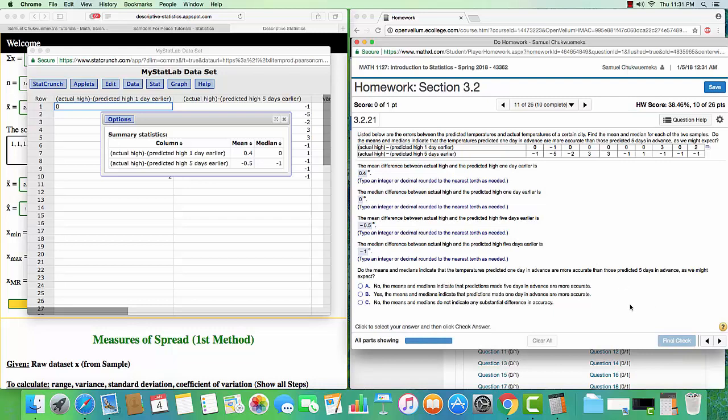Do the means and medians indicate that the temperatures predicted one day in advance are more accurate than those predicted 5 days in advance, as we might suggest? The means and medians, if you look at this, 0.4, negative 0.5, and then here is 0 and negative 1, the differences are not much. They're not much, okay? You look at this, the differences are not much. So, the means and medians do not indicate any substantial difference in accuracy. The differences are not much, so I would go with C.